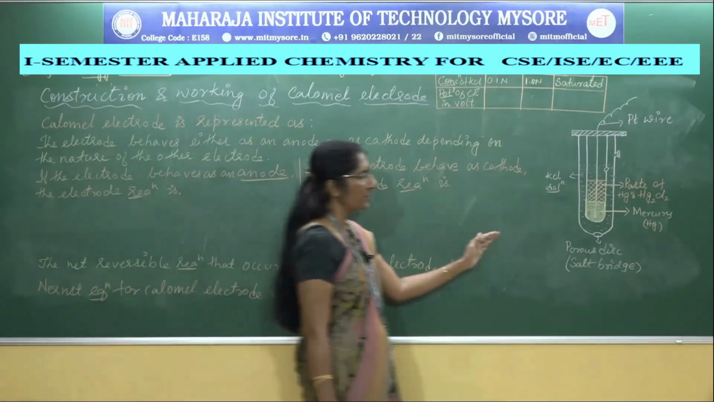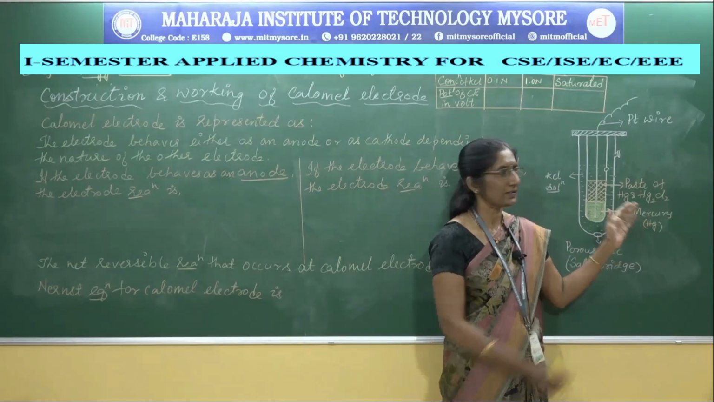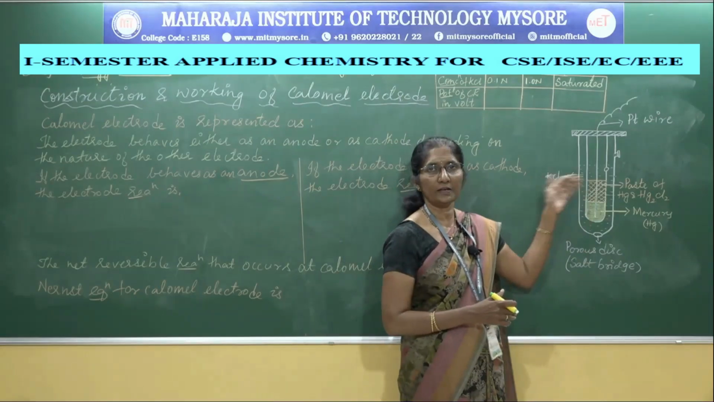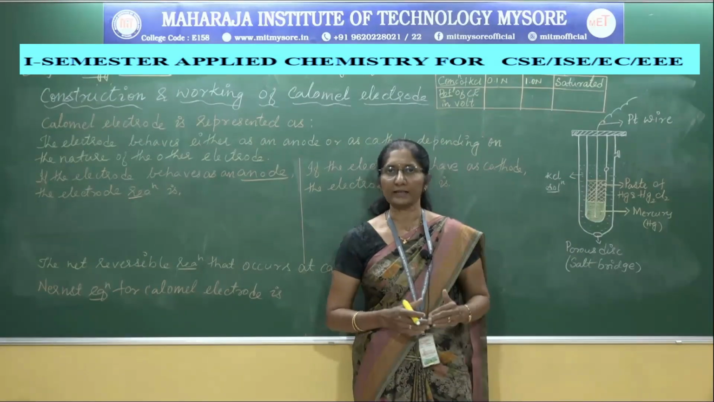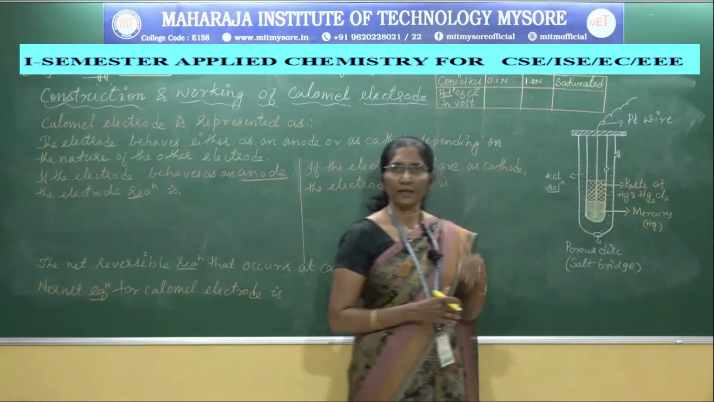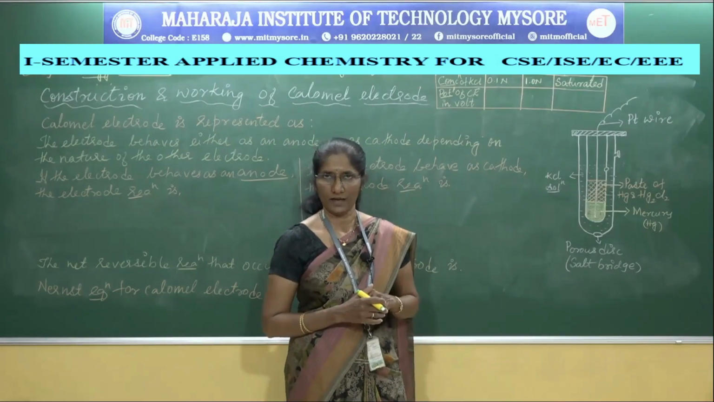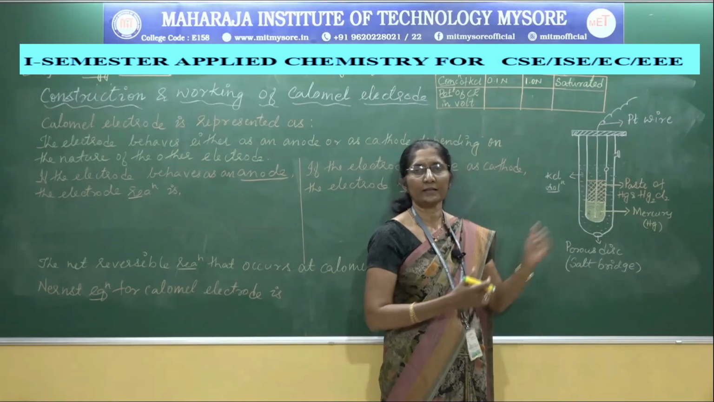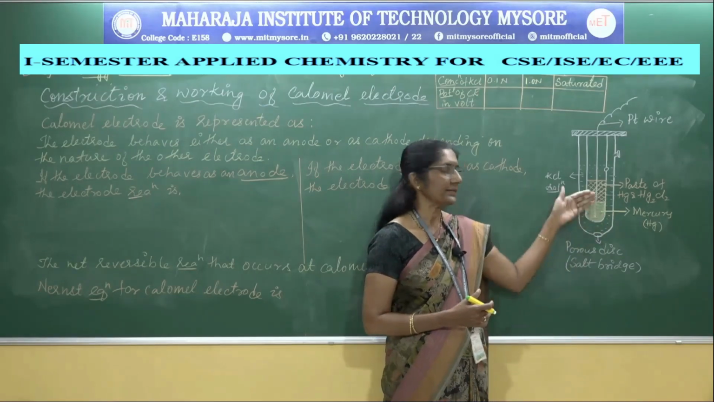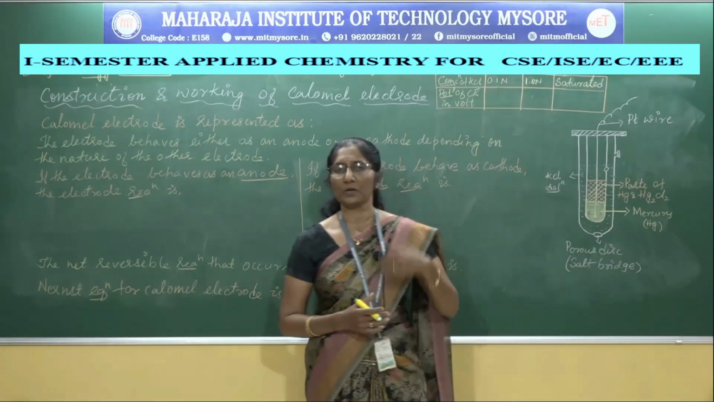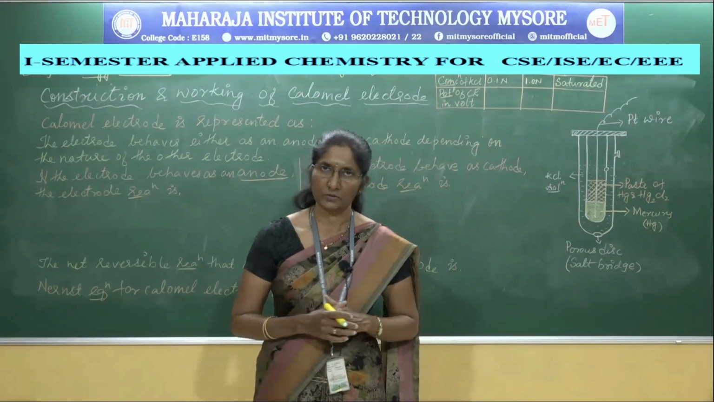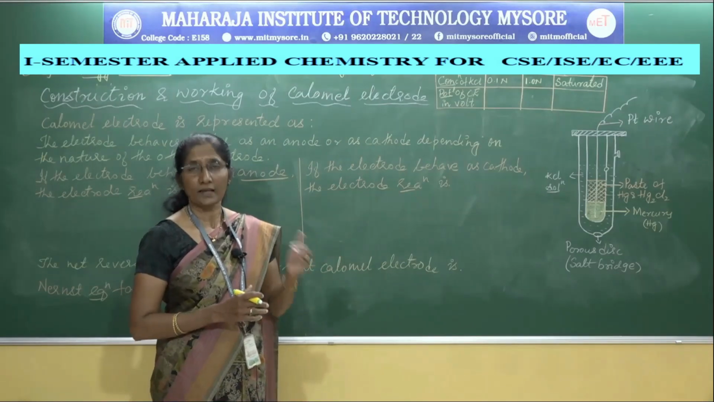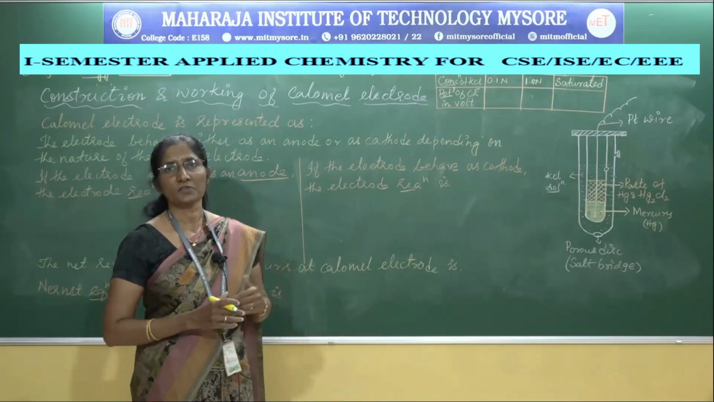Next, learn that depending upon the coupled electrode, if the coupled electrode potential is less than the electrode potential of this electrode, in that case this electrode acts as a cathode and the coupled electrode acts as an anode. Or if the coupled electrode potential is greater than that of the calomel electrode, in that case this electrode acts as an anode and the coupled electrode acts as a cathode. That means the calomel electrode can behave as an anode as well as a cathode depending upon the nature of the coupled electrode.